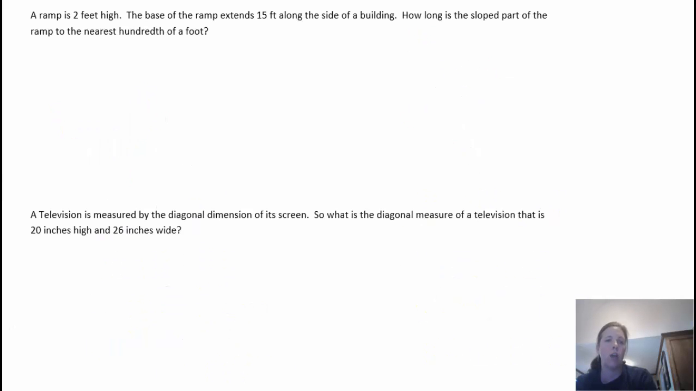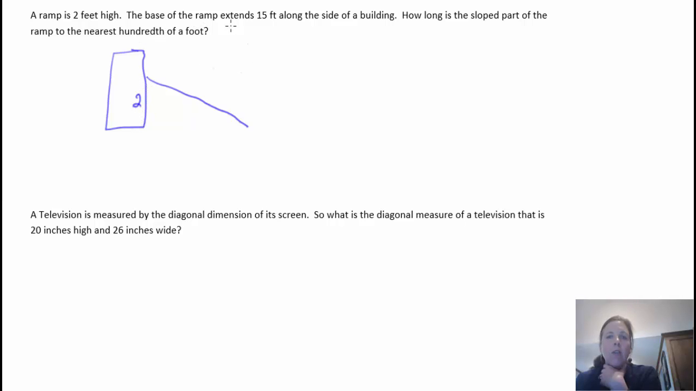So you got to draw your triangles. A ramp is 2 feet high. The base of the ramp extends 15 feet along the side of a building. How long is the sloped part of the ramp? So if this is our building and this is our ramp. Okay, it says it's 2 feet high, so that's right here. Means it's 2 feet up the wall.